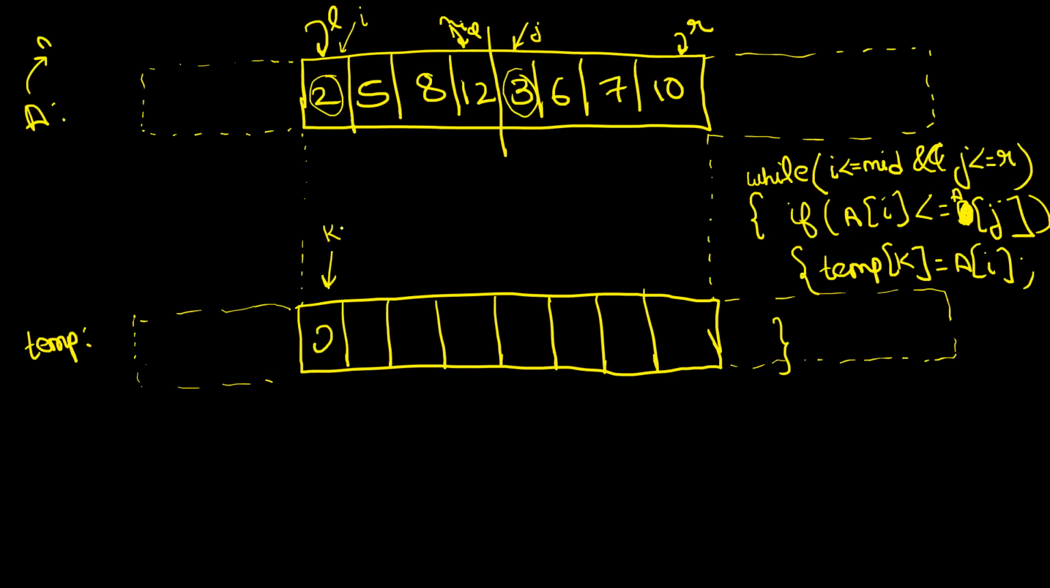Okay. And where is K? This was at index L of this. Okay. And then what I will do? I will do a K plus plus. I will do a I plus plus. ठीक है? मैं पूरा कोड नहीं लिख रहा हूँ.